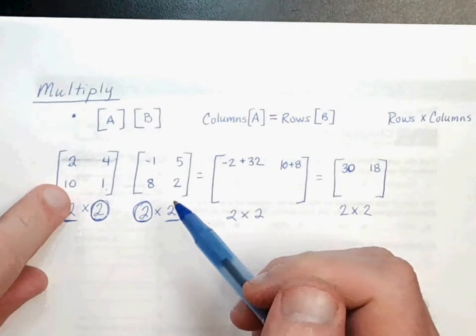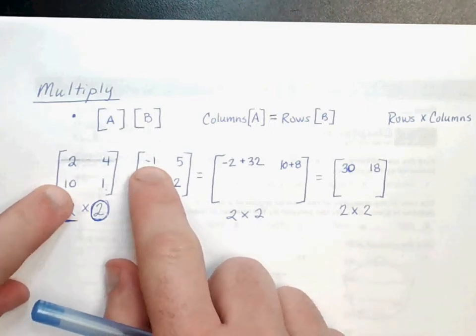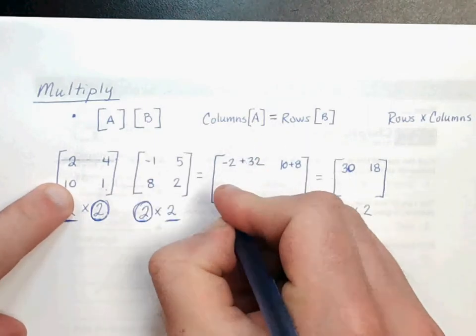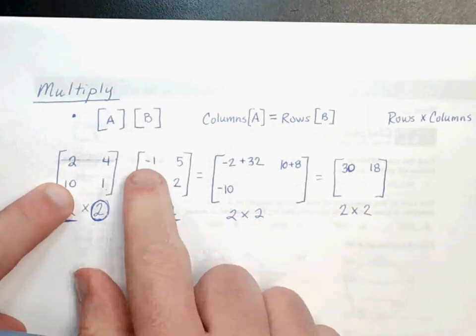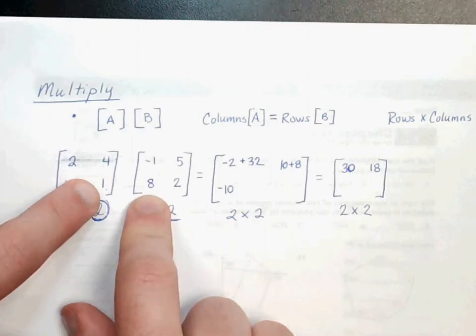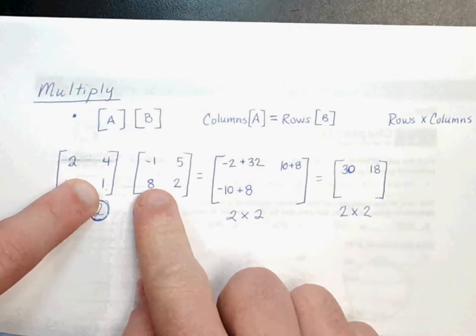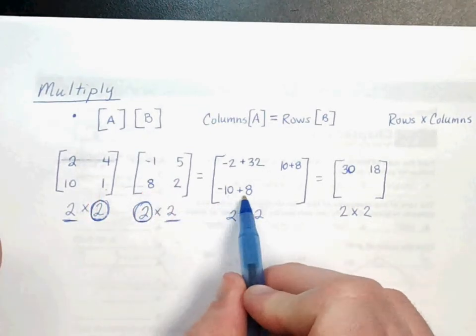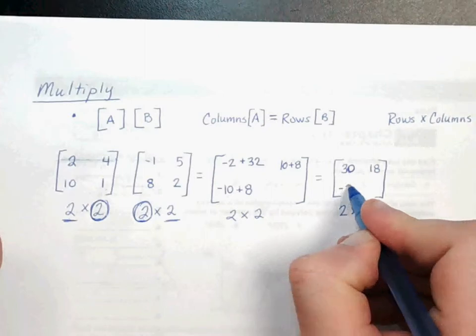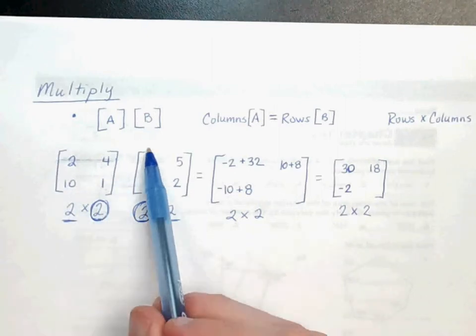Right? So we got 10, and we're going to start here with our first column. So we're going to say 10 times negative 1, which would be negative 10. Okay. Now we're going to do the finger maneuver, slide over and down. 1 times 8 is 8. Okay. So negative 10 plus 8 would give us negative 2. Right? So now we've used this row with that column.